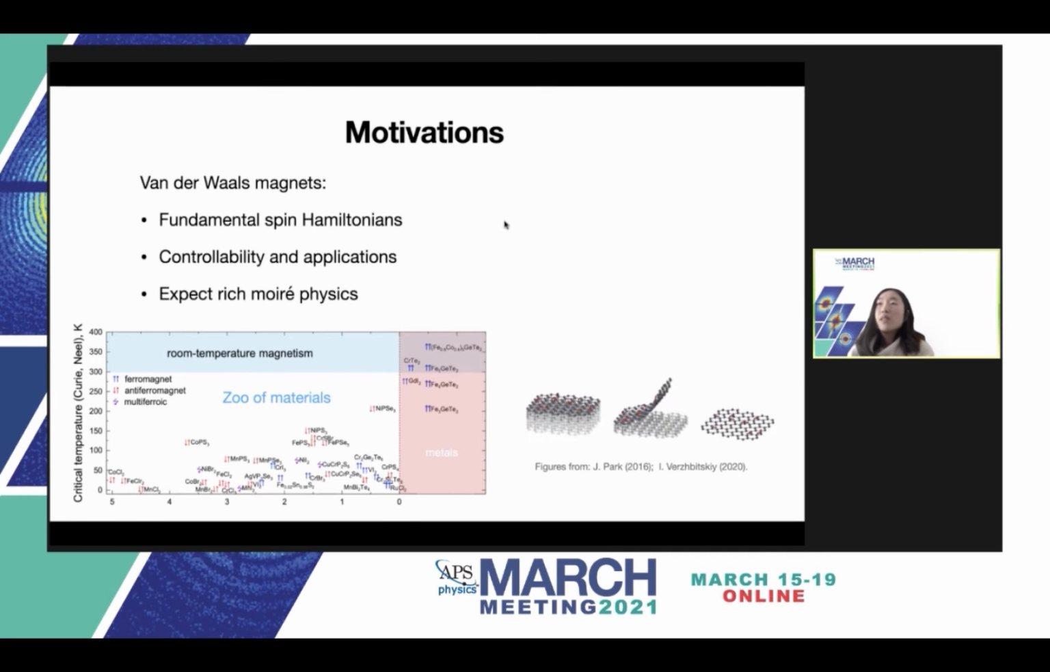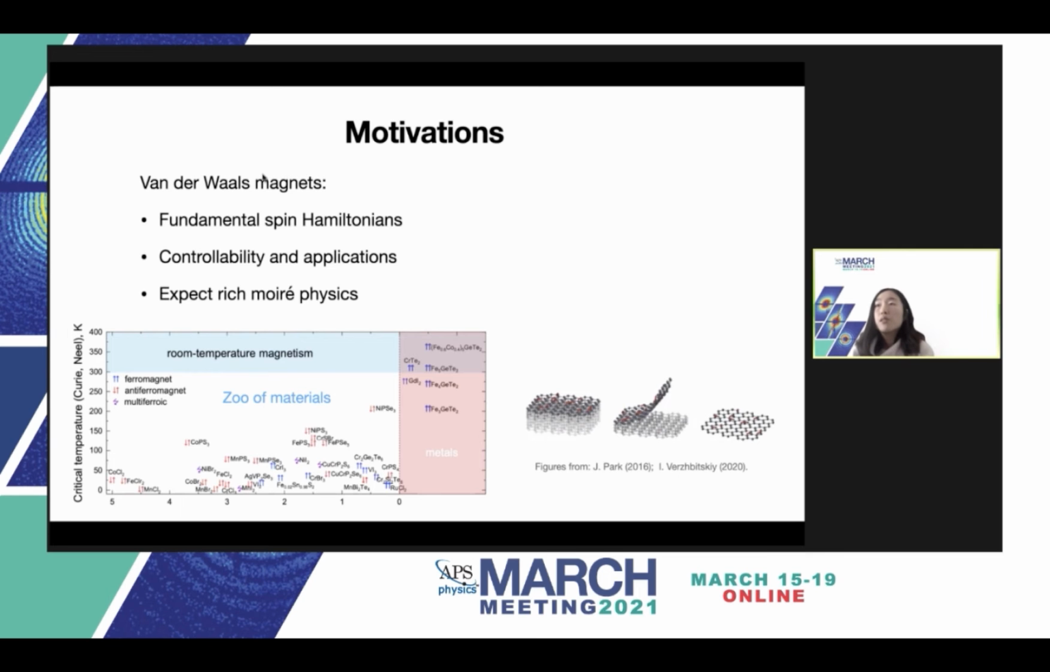Now, let me spend one slide motivating the work. I don't need to motivate the Moire part too much, but let me say something about the magnetism part, as most of the studies of the Moire systems focus on the electronic properties. So what we have in mind are the van der Waals magnets, which are two-dimensional atomic crystals exhibiting intrinsic magnetic properties. One of the theoretical motivations to study such materials is that they have been found to realize the fundamental spin Hamiltonians, such as the Heisenberg model, Ising model, XY models, etc. Therefore, these materials provide a platform to thoroughly examine various well-established theories.